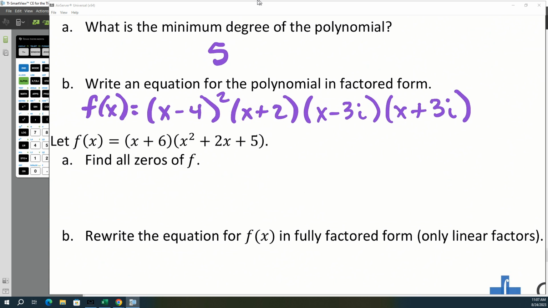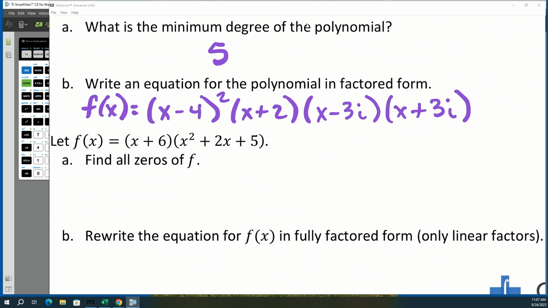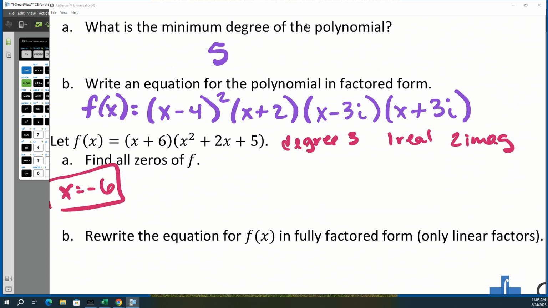So how many zeros should this one have? What would the degree be? Oh. The degree? Oh, no. It's okay. The degree is 3. So there is only one real 0 from the graph. So that means the other 2 are going to be imaginary. But we can just go ahead and say x equals -6 is a 0. The other 2 are going to be a little bit more work.